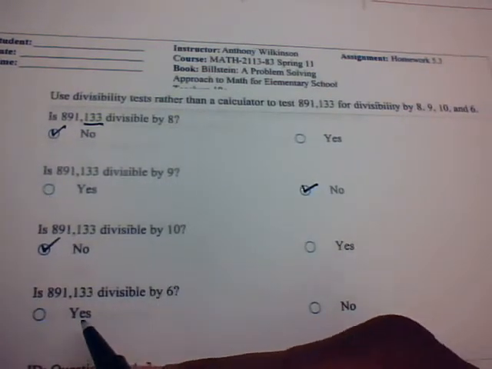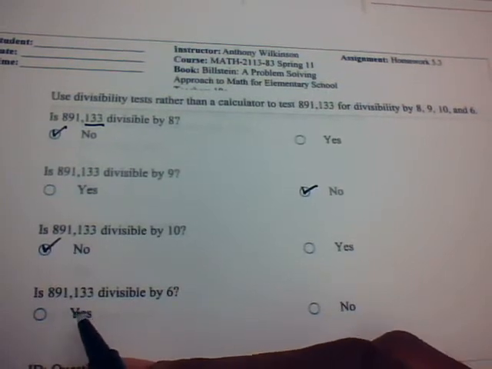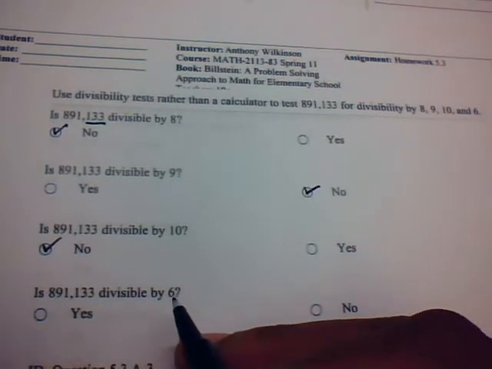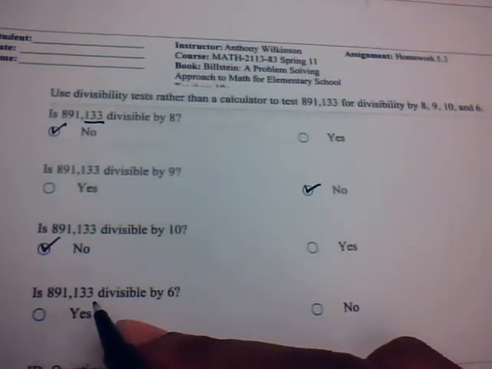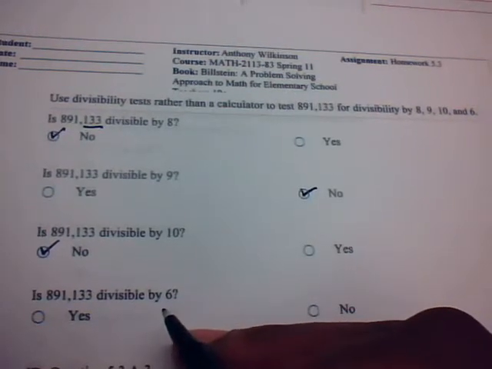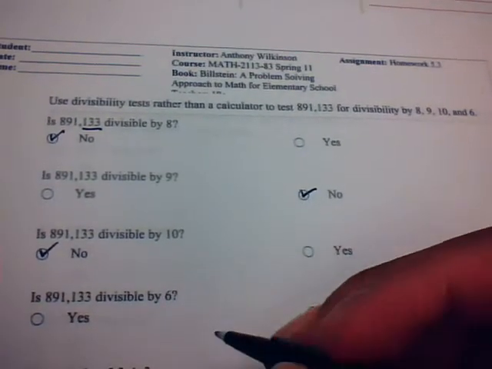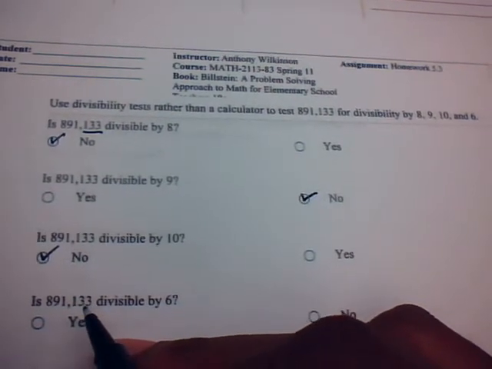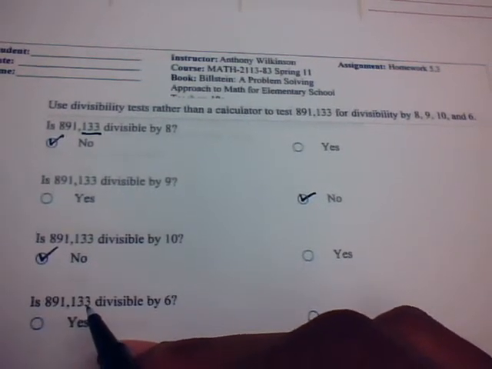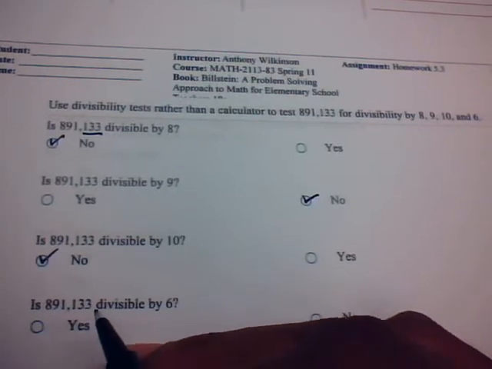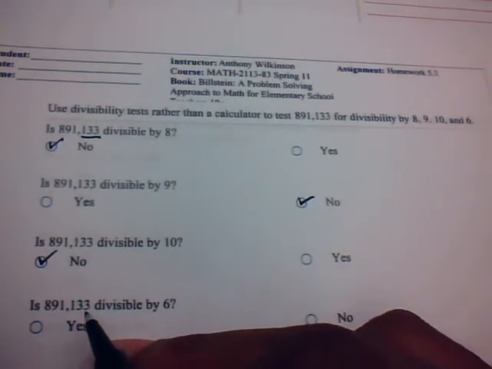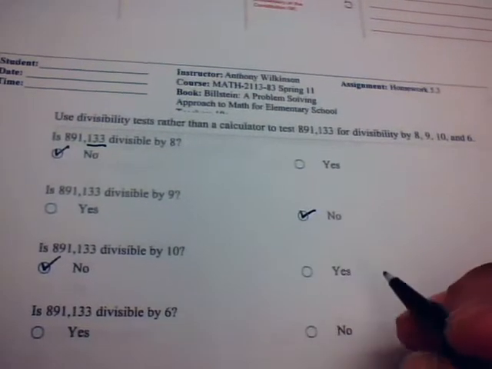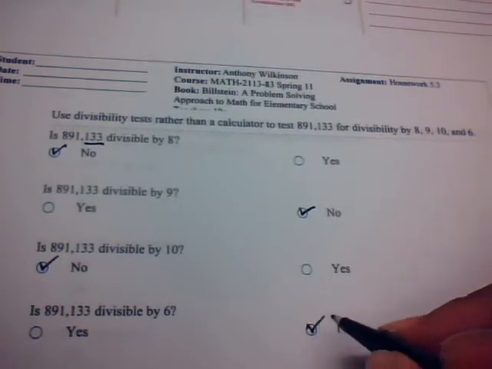Now what about by 6? Well, for this number to be divisible by 6, it must be divisible by 2 and by 3. Well, obviously, this number is not divisible by 2 because the last digit does not end with either a 0, 2, 4, 6, or 8. It ends in an odd number, which is 3. So here, that answer would be no.